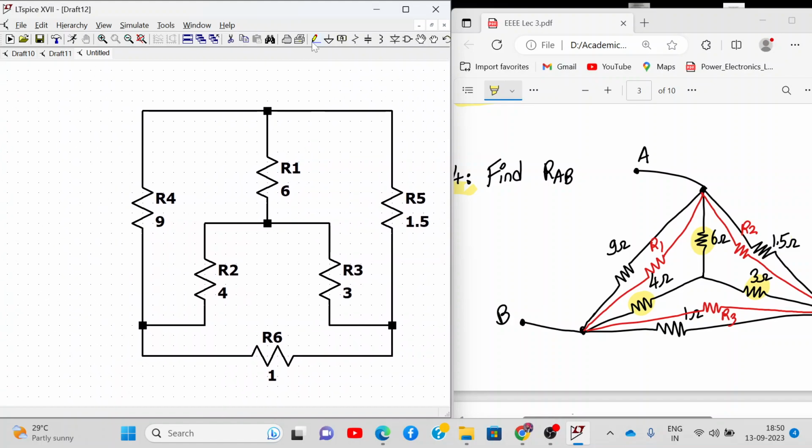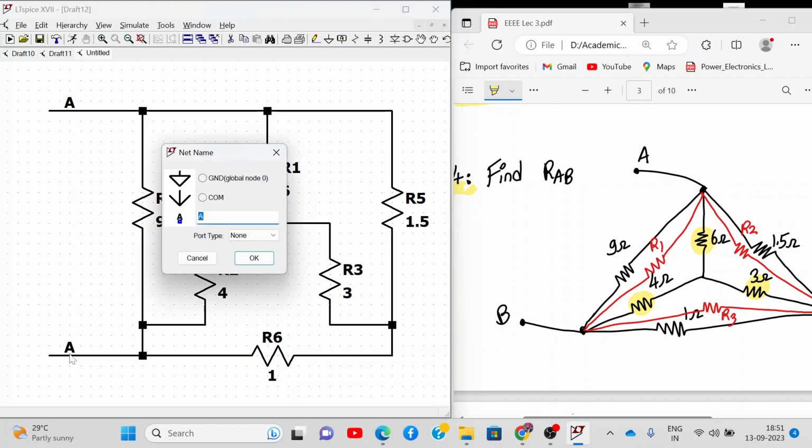Now I'll mark the terminals A and B. So this is terminal A, let me mark it, and this is B. Okay, I'll right click on the wire, label it as A and this as B. Let me label it properly on the wire. So this is A and this will be B.